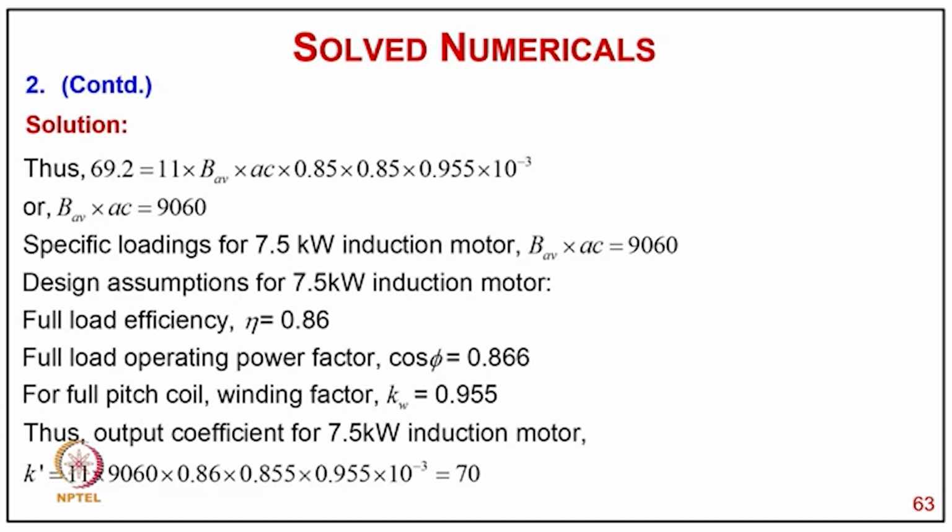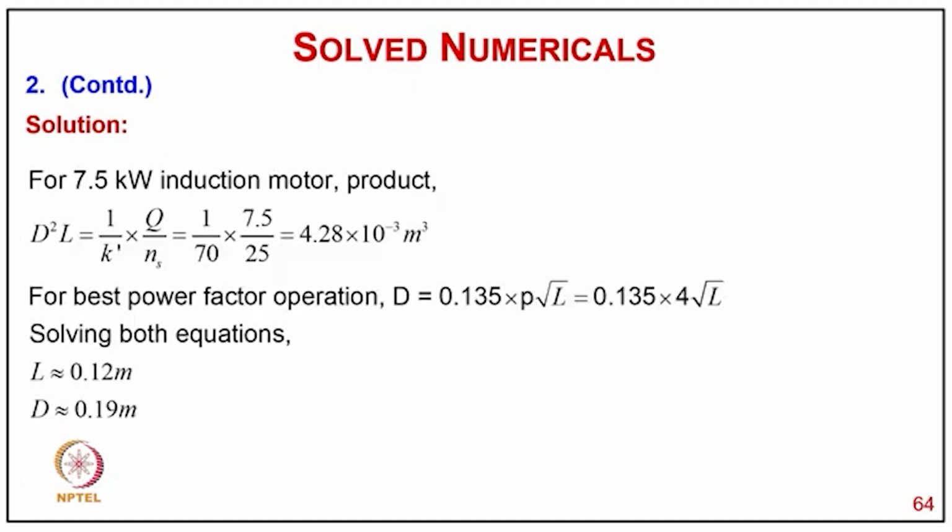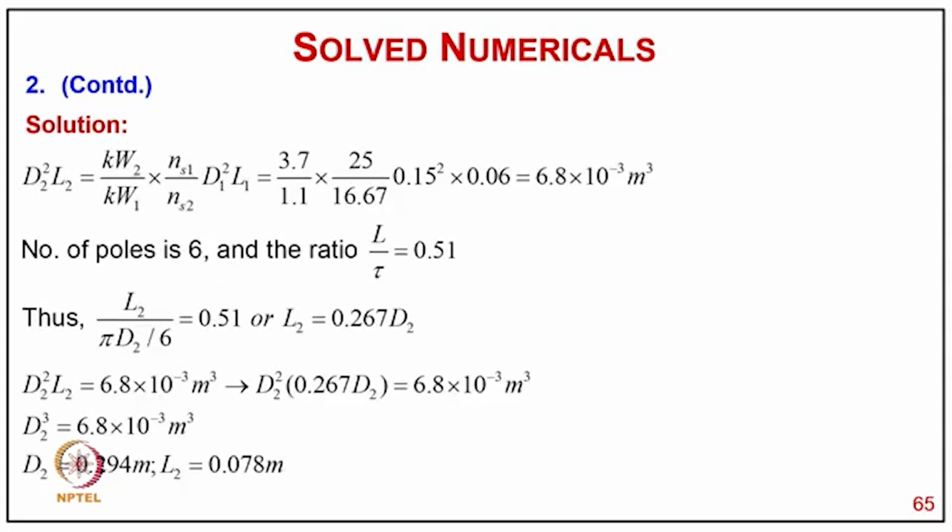So the specific loading for the 7.5 kilowatt motor is 9060, and the design for the 7.5 kilowatt motor has full load efficiency 0.86, full load power factor 0.866 and winding factor 0.95. The output coefficient C0 dash comes to 70. For the 7.5 kilowatt induction motor, D square L, putting the values, comes 4.28 into 10 power minus 3 meter cube, and for best power factor D equal to 1.35 P into L, putting the values, L comes 0.12 and D comes 0.19.